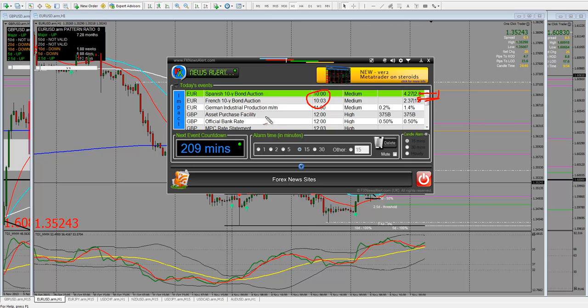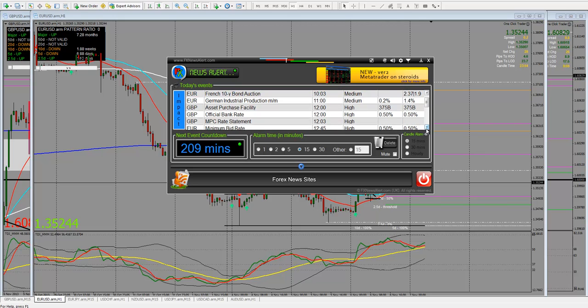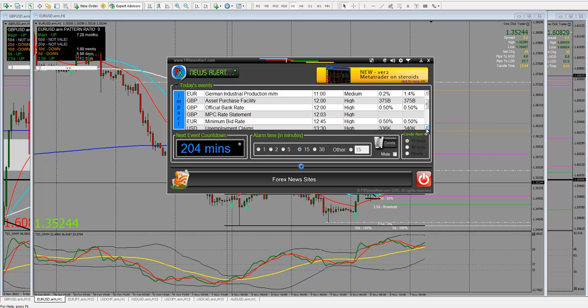And then we've got the facilities here, asset purchase for the UK, and then we have the official bank rate, and then straight after the MPC rate statements. So we will have a look at those later on to see what happens. So today is full of news. I'm expecting, look again, minimum bid rate for the euro as well.